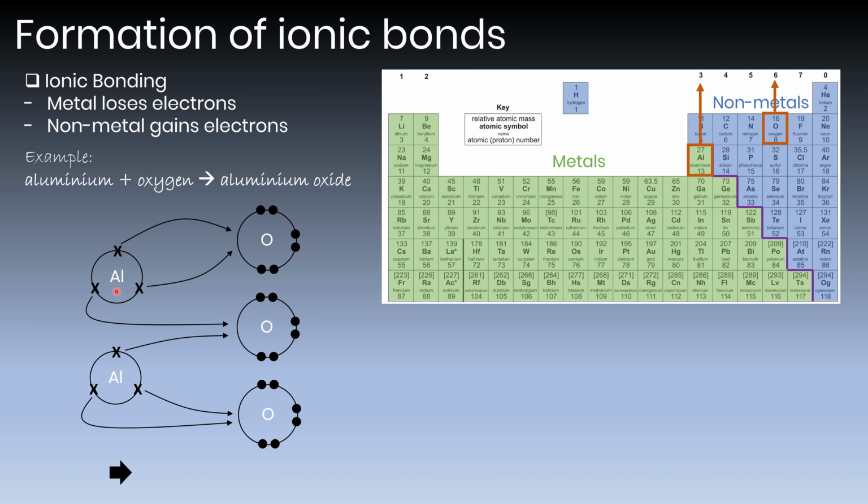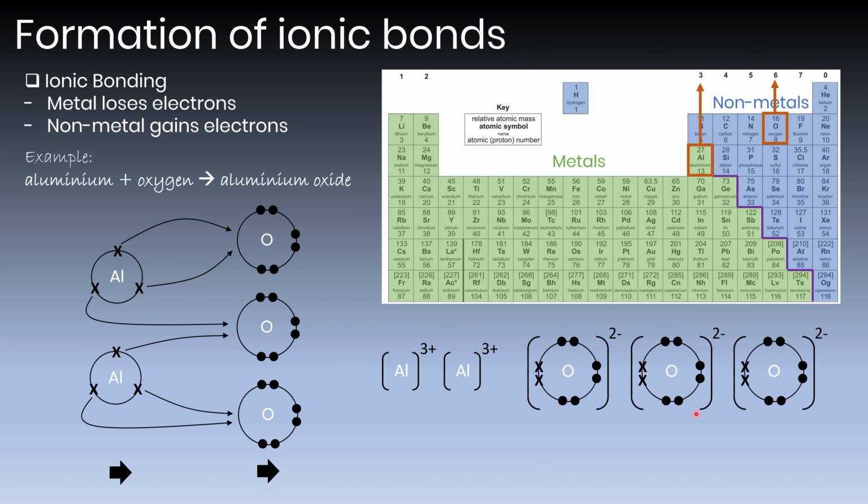Each aluminium atom has lost 3 electrons. If it's lost 3 electrons, then it will become 3+ charged as its ion. This has happened twice, so we will form 2 aluminium 3+ ions. We've had 3 atoms of oxygen, each gaining 2 electrons. If you gain 2 negative electrons, you become 2- charged, and this has happened 3 times. So we form 3 O2- ions, 1, 2, and 3.